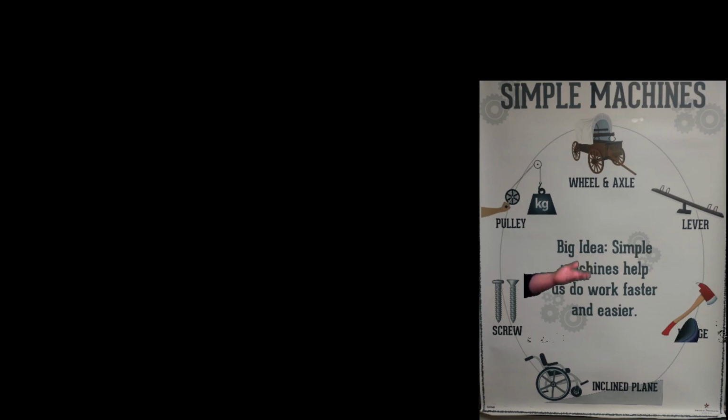Oh, wait, what? What's this right here by the big idea? The big idea says simple machines help us do work faster and easier. What do simple machines help us do? They help us do work faster and easier. Say that with me. Simple machines help us do work faster and easier.